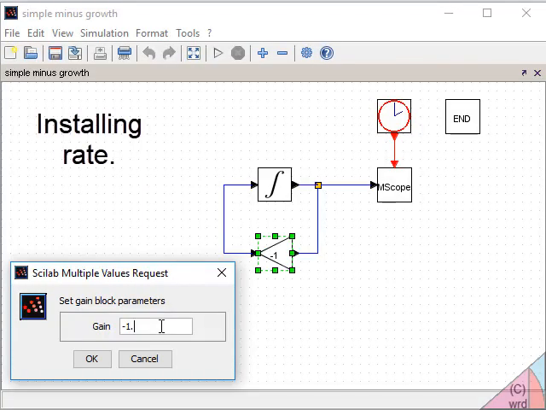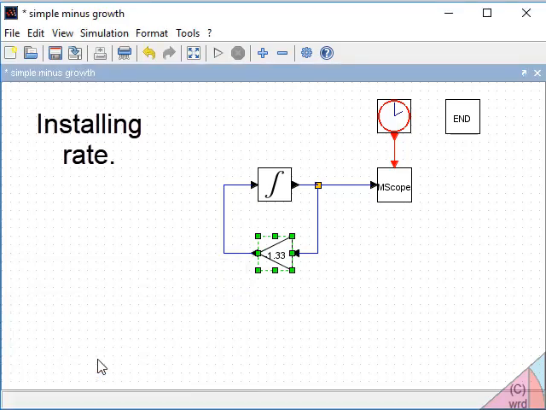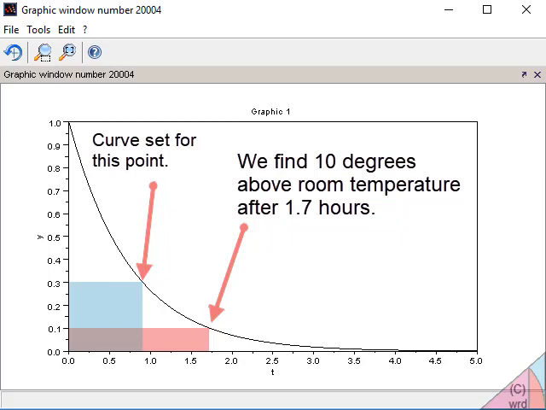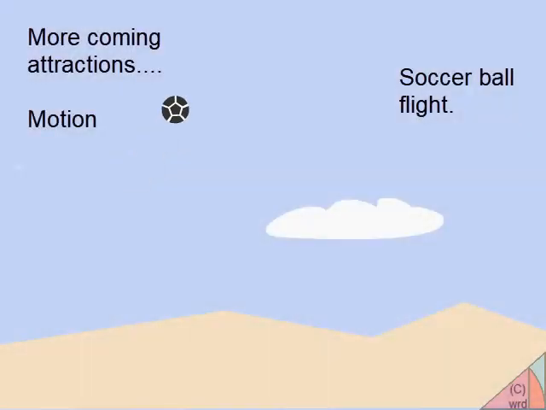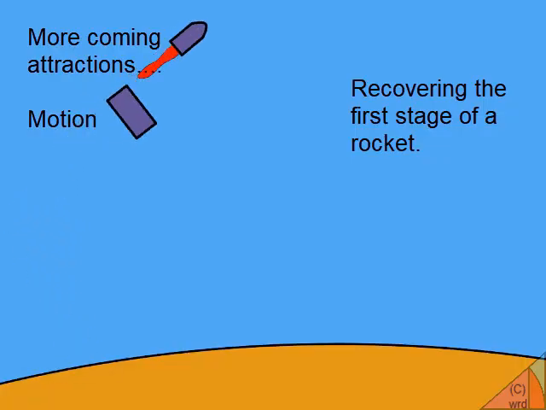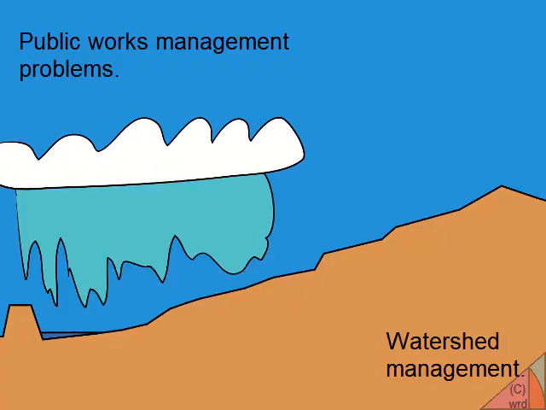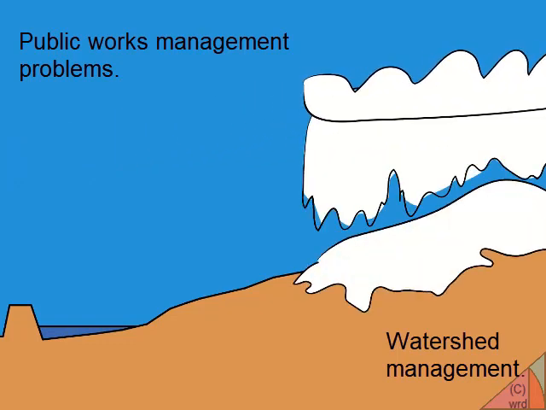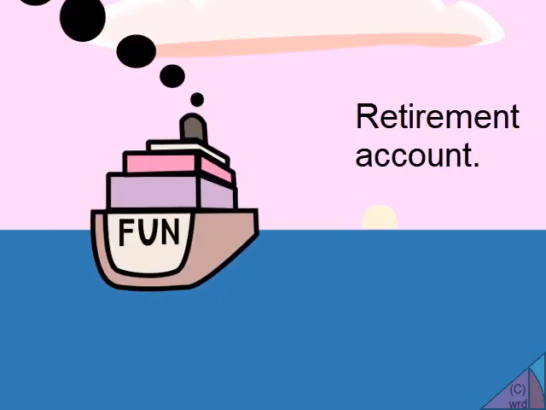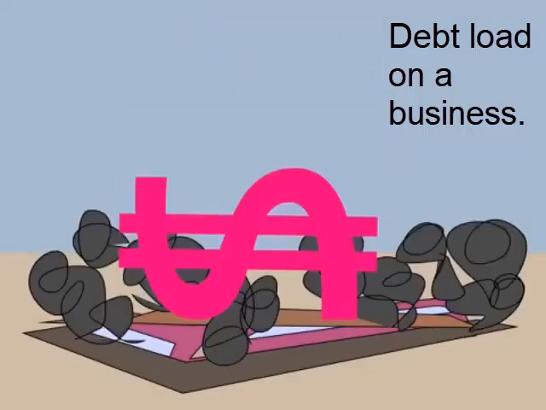We put our -1.33 in the feedback scalar and see the curve. All the reasonable combinations of time versus degrees above room temperature are available to us. That's it for the frustrations of old school. Now, with our modeling software, we can handle varying growth and decay effects on the fly. This is what nature really does. See you next time for episode 4, Retirement Account and Debt Load on a Business.